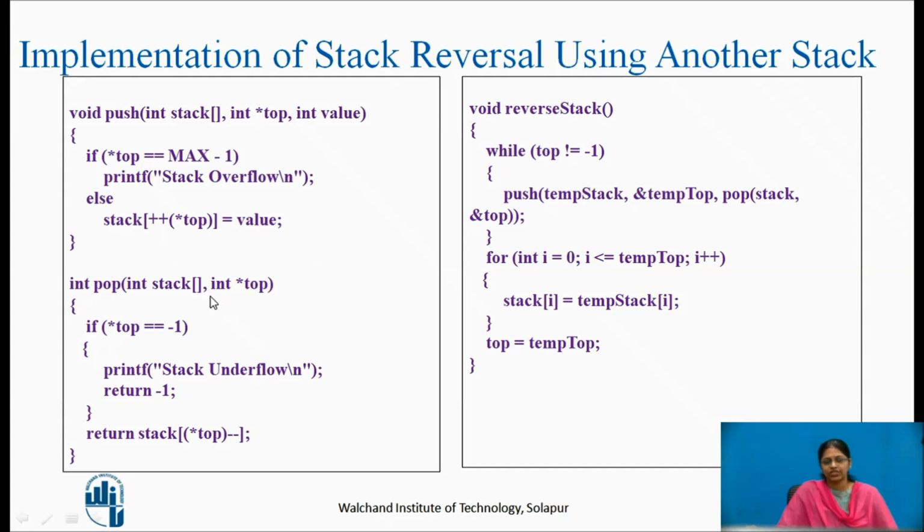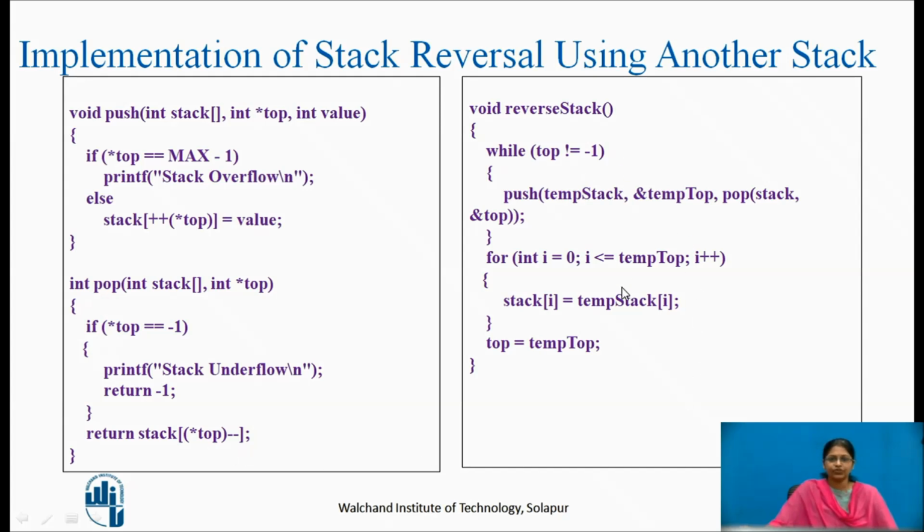Then this is the pop function. Here in the pop function, it is accepting 2 parameters, that is the array stack and the top again. Here the top is first checked if it is pointing to -1. If it is pointing to -1, it indicates that the stack has been overflow. So if this is not the case, then wherever the top is pointing, that element is returned, and then after that the top is decremented by 1.